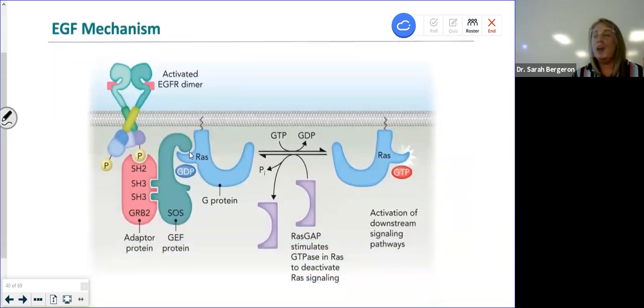Okay. So now, what happens after that, right? Now we got to talk about some signaling cascades. So we have our activated receptor. It's already dimerized. We've already phosphorylated those cytoplasmic tails. Now what happens? The first thing that we need is an adapter protein. In the EGFR mechanism, that adapter protein is called GRB2. So go on your sheet, go find GRB2. Where is GRB2? What is GRB2?